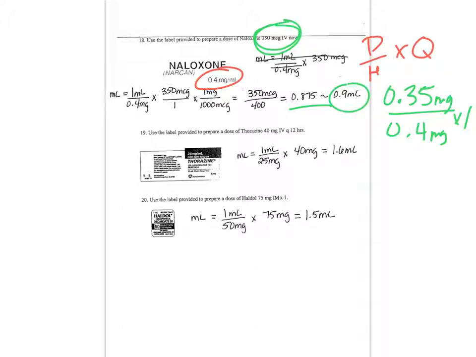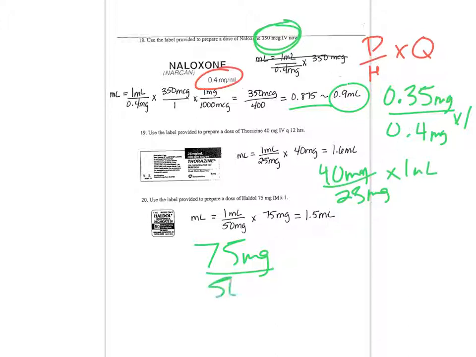Using the label for the Thorazine there, ordered dose is 40 milligrams, and the package is 25 milligrams per milliliter. So D over H times Q, and they're already the same. Divided by 25 per milliliter, so it'd just be 40 divided by 25. And same thing with that last one. 75 milligrams is what's been ordered. It comes as 50 milligrams per 1 milliliter. I know that's hard to see, but you see that dosing right there. And so that's how that would be administered.